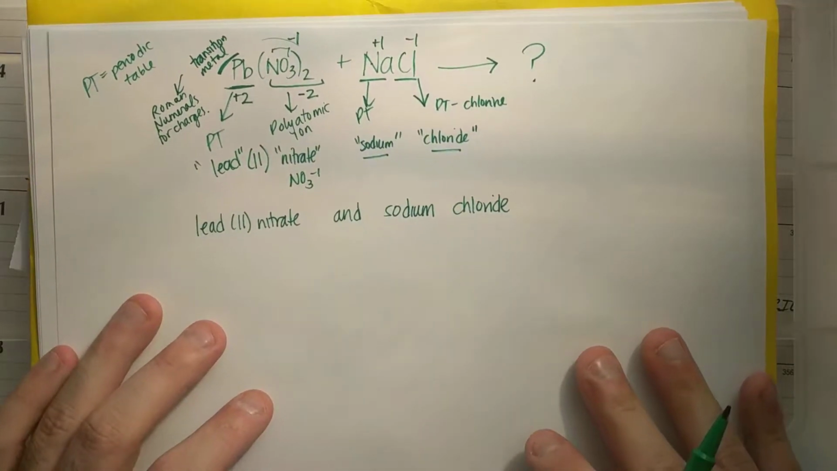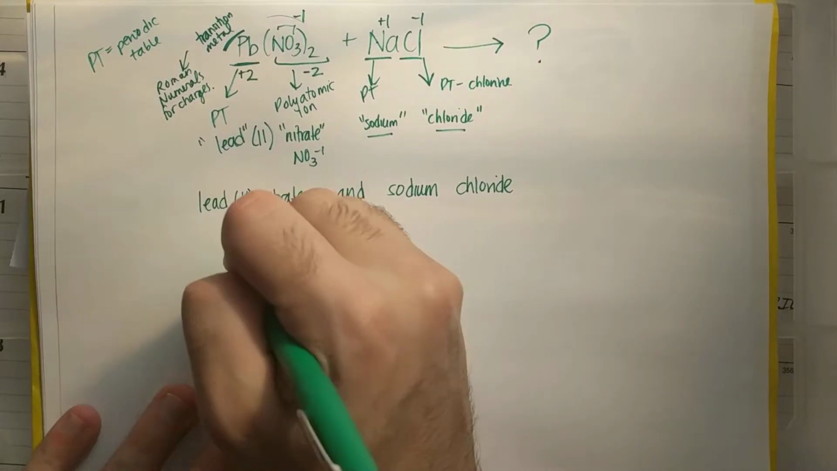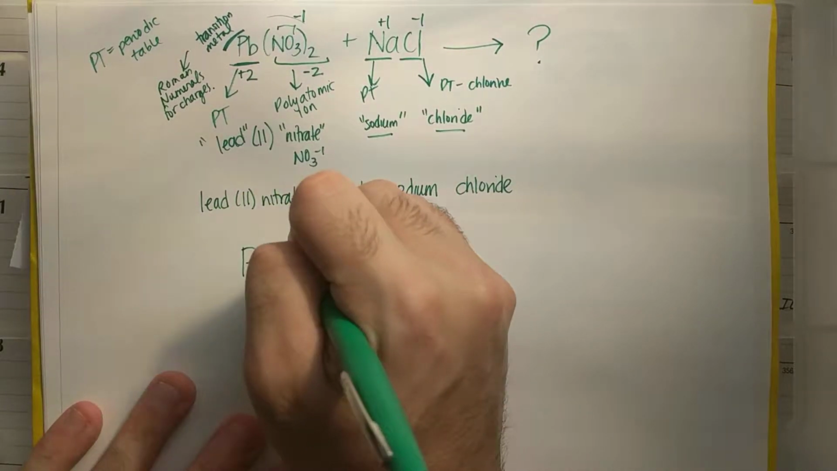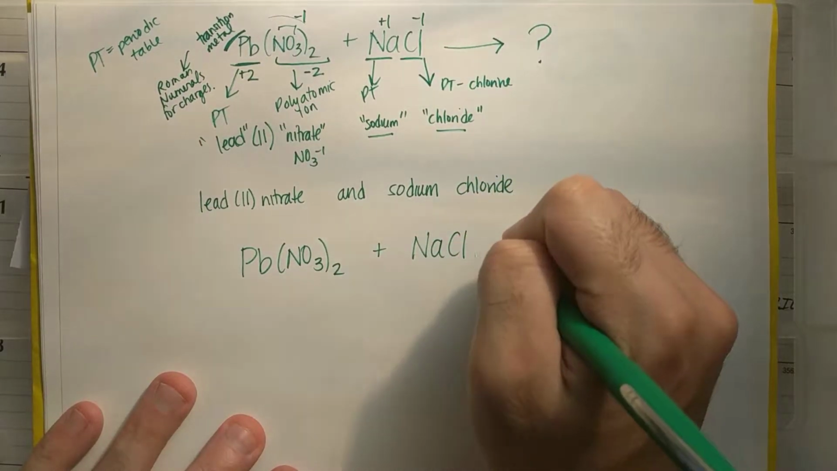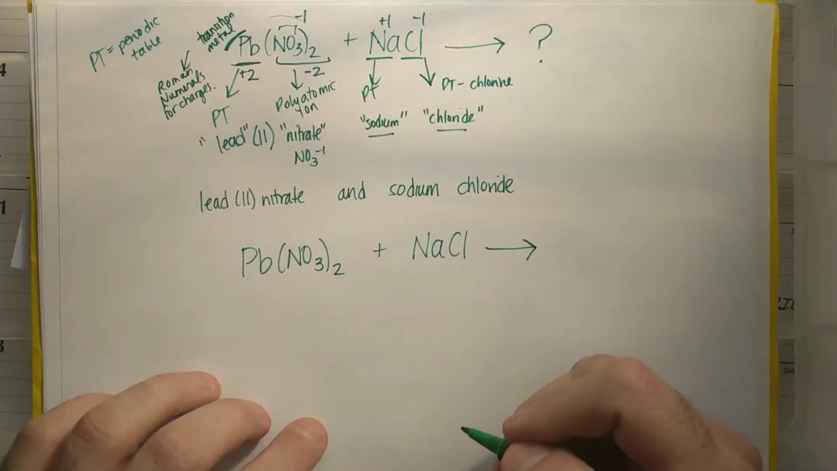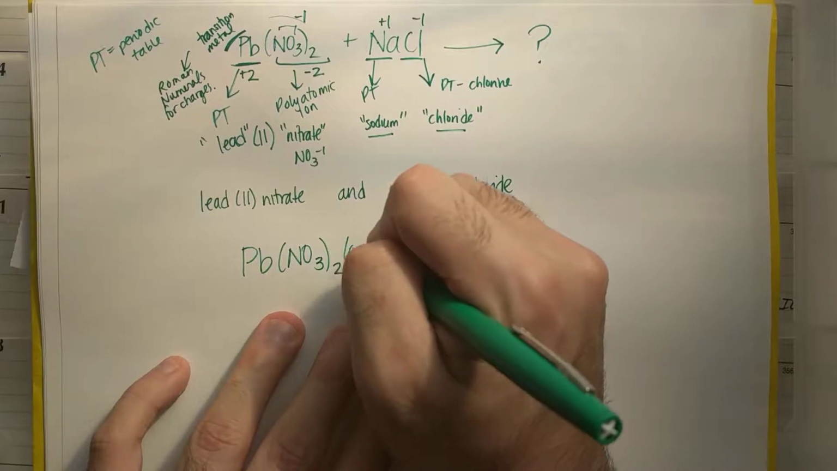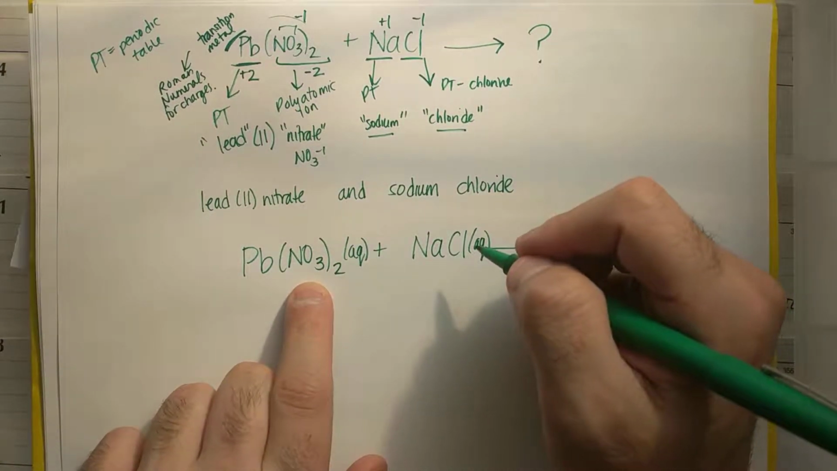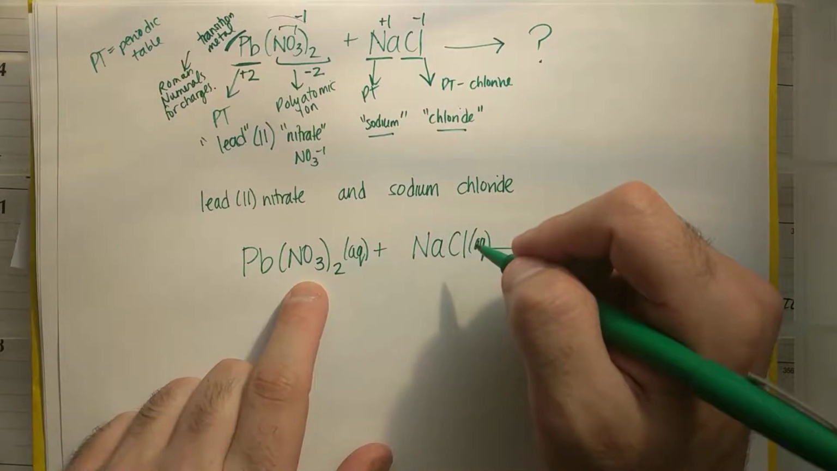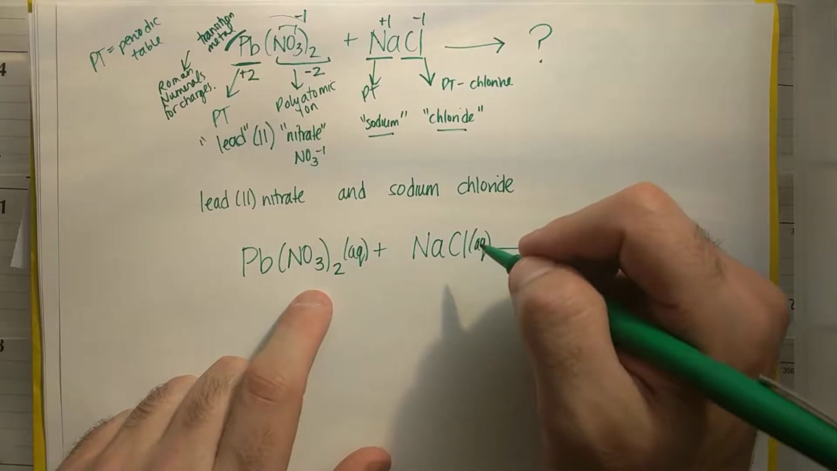Okay, now that I've written that, let's try and write a balanced chemical equation between lead nitrate and sodium chloride. I'm going to tell you that these are both aqueous, and they are. Most or all nitrates are soluble, which means that they will be aqueous. Now, how do I know that?